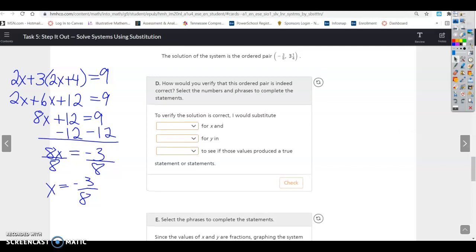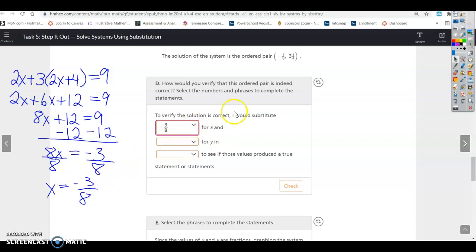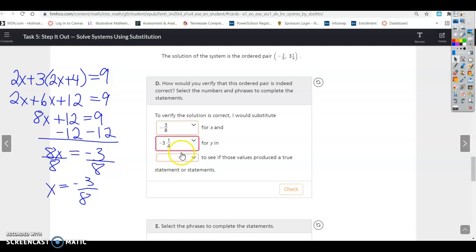All right, so it says the solution of the system is the ordered pair negative 3/8 and 3 1/4. How would you verify that the ordered pair is indeed correct? Select the numbers and phrases to complete the statements. To verify the solution is correct, I would substitute negative 3/8 for x and 3 1/4 for y. I'm not sure why they have a negative there, because that should just be 3 1/4, but let's see, to see if the values produce a true statement.